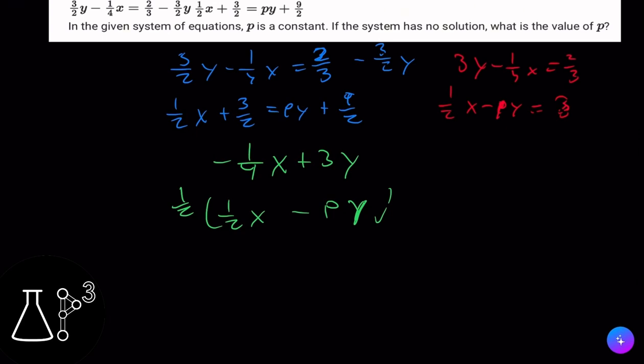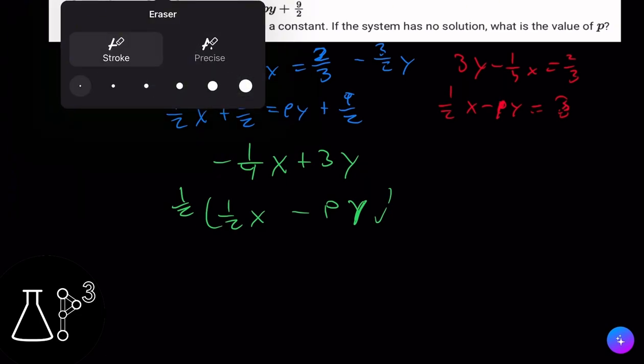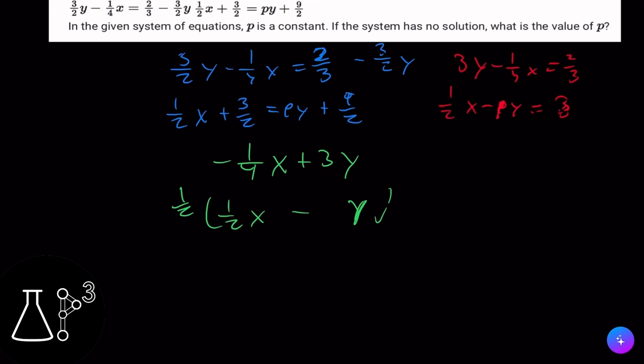But our value p is not negative 3. So I figure out what value of p, when I plug it in, I'm going to get negative 3y to cancel out with positive 3y. And our answer is going to be indeed 6, because 6 divided by 2 is 3. And because we have a negative, I'm going to get negative 3, and negative 3y plus 3y will cancel out.